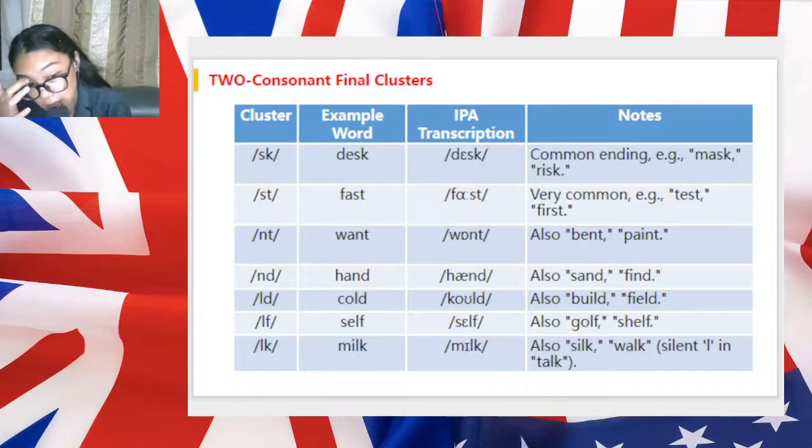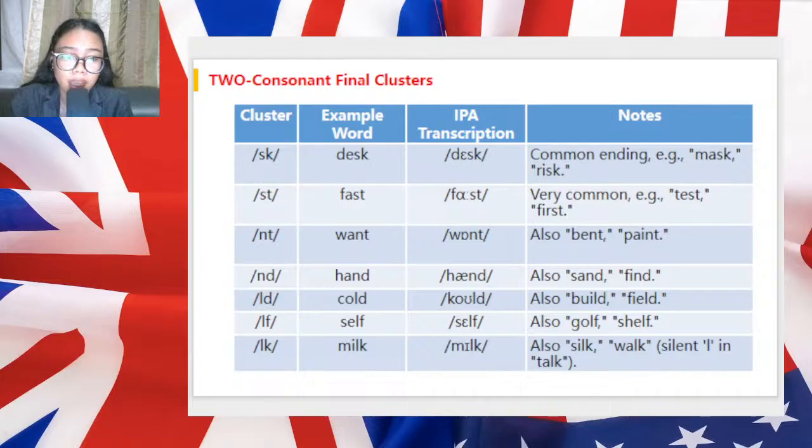And finally, for this slide, the LK cluster as in milk. Here, the L sound transitions directly into the K sound at the end. So for example, milk. It's a quick shift from the L to the K. The note here is very important: while milk clearly has both the L and K sounds, words like walk have a silent L, right? So always pay attention to the specific word. For milk and silk, the L is definitely there. Say milk and silk with me. Milk, silk, and walk. Okay? All right.